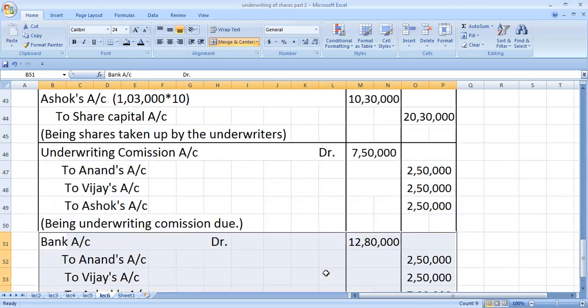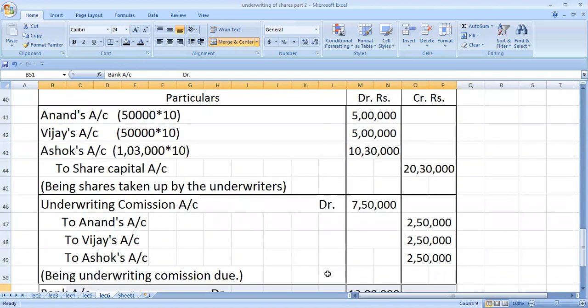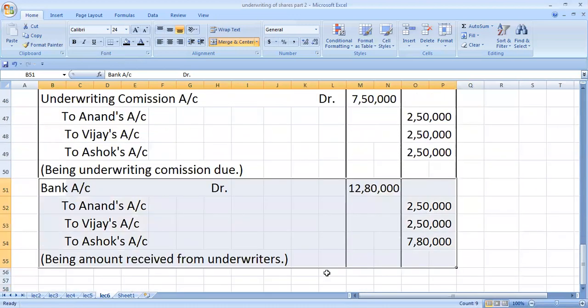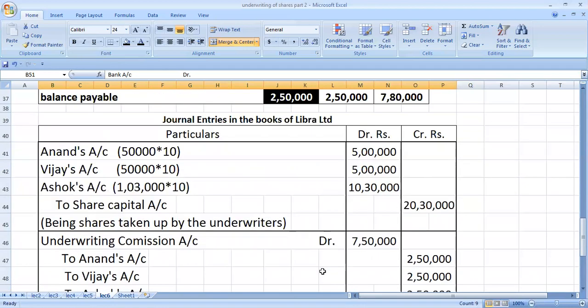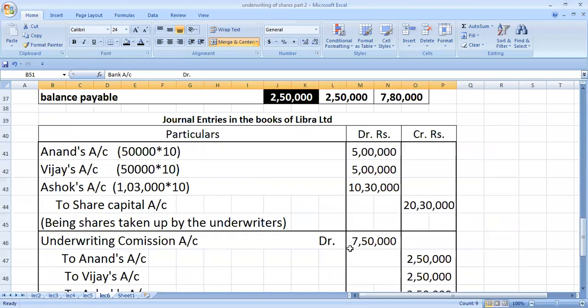So these are the three common entries you need to pass when the question is asked to pass the necessary journal entries. First journal entry for the subscription of unsubscribed shares by the underwriter, the simple entry: underwriter to share capital account. Second entry for the commission due: underwriting commission account debit to underwriter account. Then the third entry for the receipt of money from the underwriters: bank account debit to underwriters account. So we have seen both parts in today's lecture, calculating the amount payable by underwriters, and we have passed the necessary journal entries.